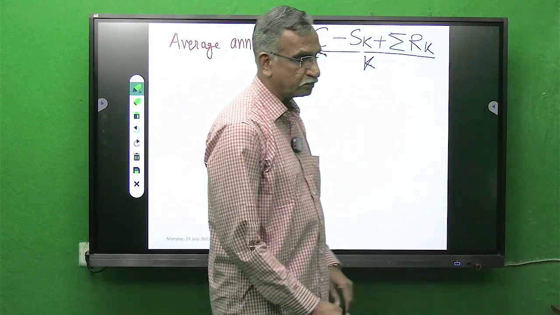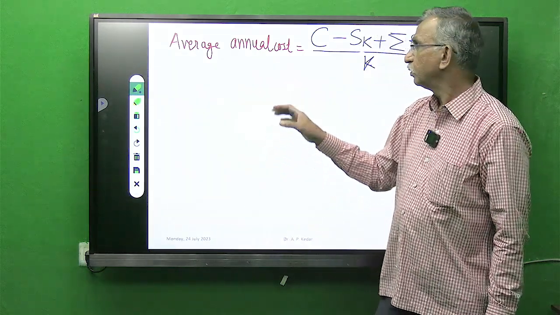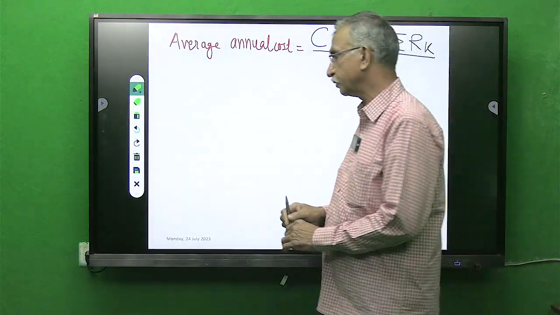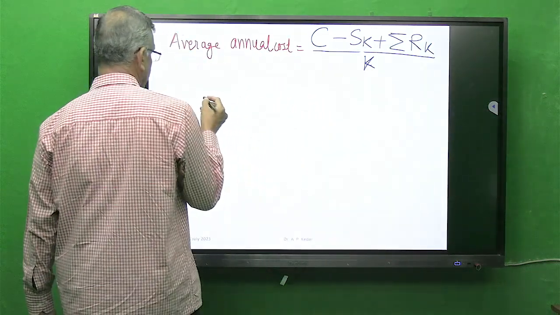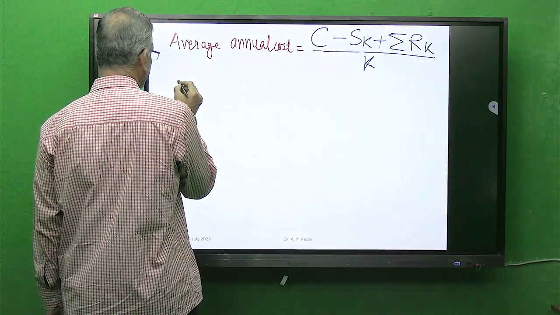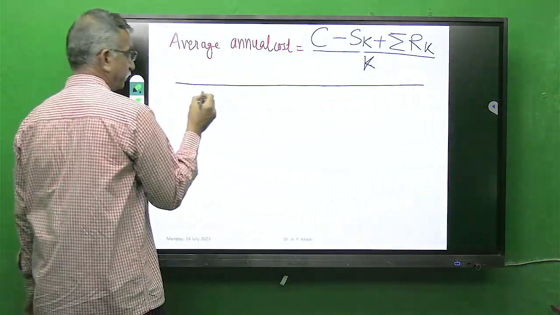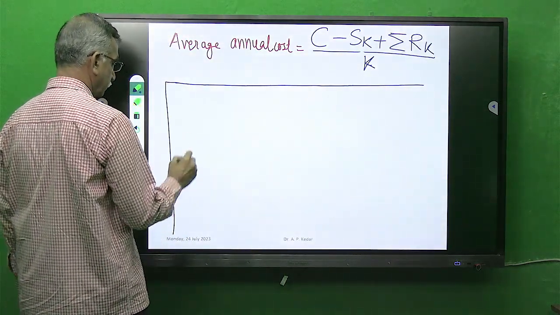Now what will we do in tabular concept? We will put this information in a table and then simply calculate. So it comes like this. We have to prepare a table. In the table, the very first column will be year.